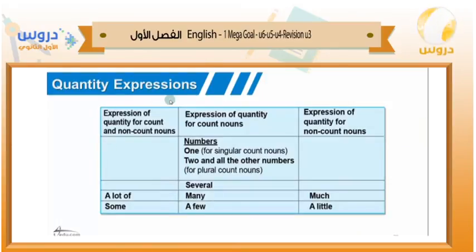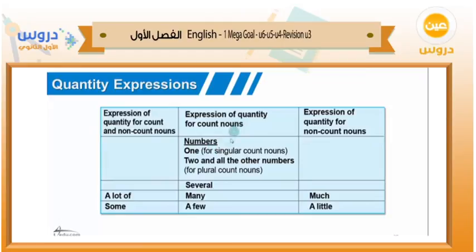And the quantity expressions, if we put them in this nice table, for countable or non-countable nouns, we say a lot, a lot of, and some. So you can say a lot of books and a lot of sugar, a lot of pens and a lot of milk. And also for some, you can say some books and some sugar, some tea and some windows.